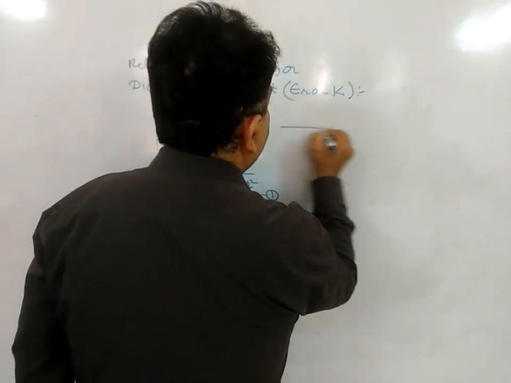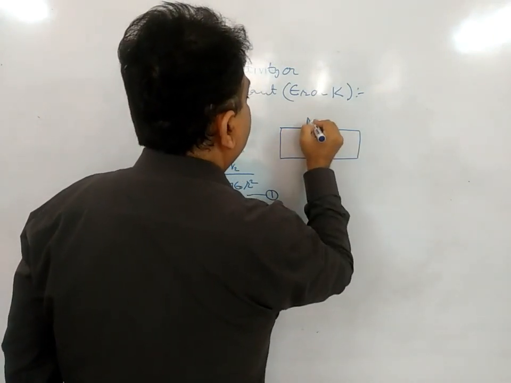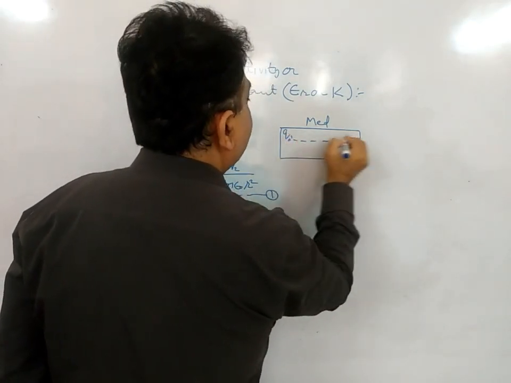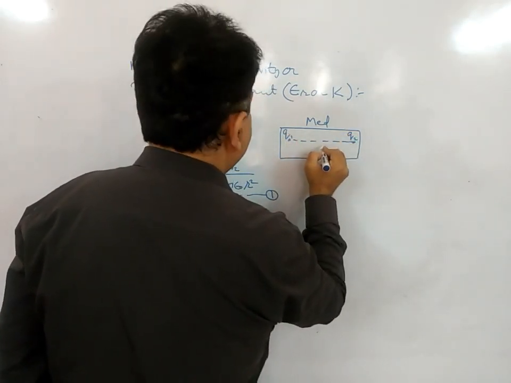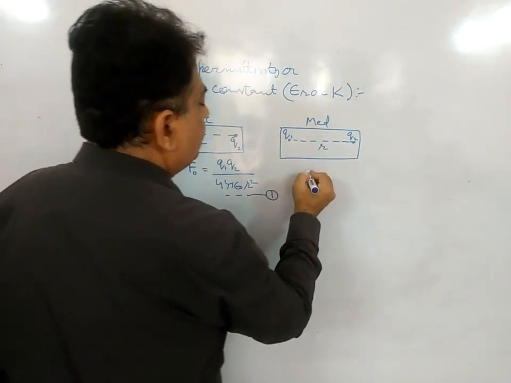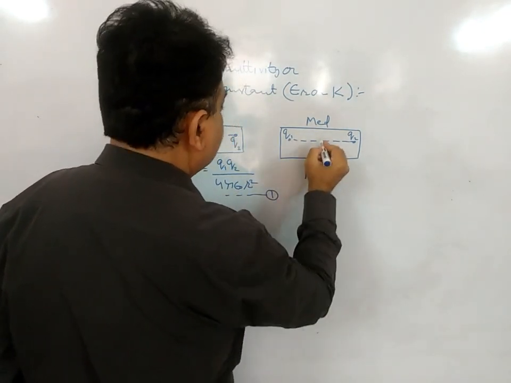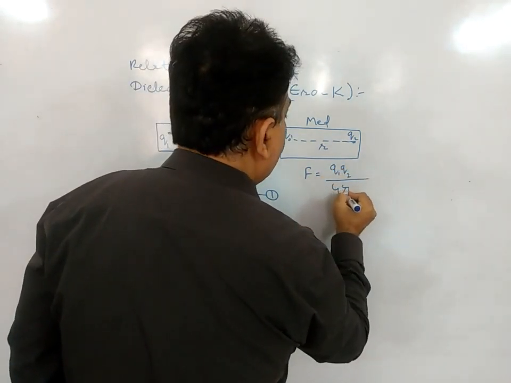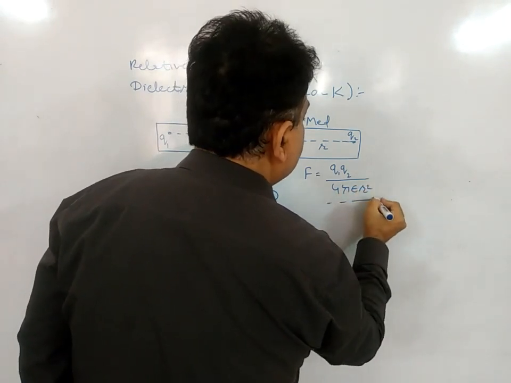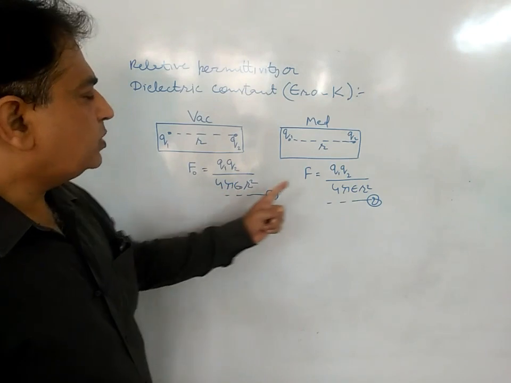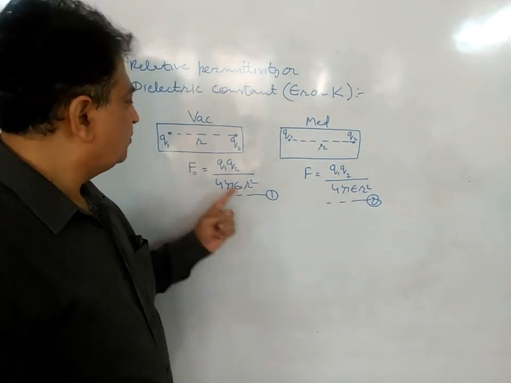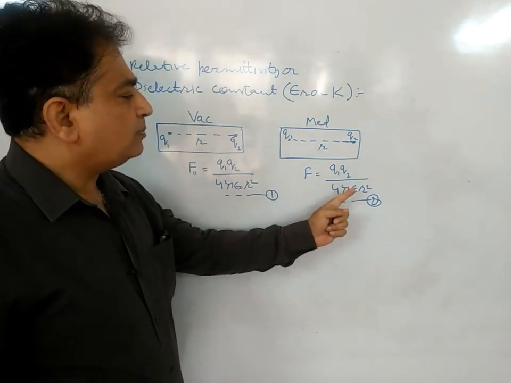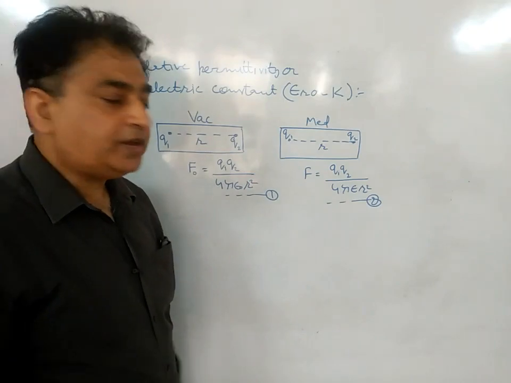And if we take the same 2 point charges in any other medium, and we take the same 2 point charges q1 and q2 separated by the same distance r in the medium, now the force of interaction F will be equal to q1 q2 divided by 4 pi epsilon r square. This is equation number 2. The difference in the two equations is this is epsilon naught, which is the absolute electrical permittivity of vacuum, and this is epsilon, the absolute electrical permittivity of the given medium.